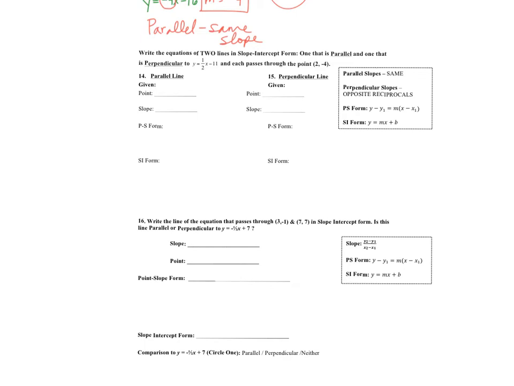Okay, we are going to do, you know what, we're going to do number 15. This says, write the equation of two lines in slope-intercept form, one that's parallel and one that's perpendicular to this. So I'm going to let you do the parallel by yourself. I think that one's easier. So given a point and a slope, we're going to put it into point-slope and slope-intercept form.